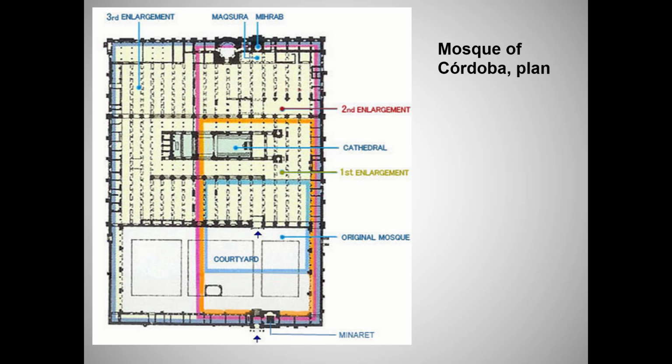Note that one feature of the second enlargement was construction of a large maksura right next to the mihrab for the exclusive use of Umayyad rulers. Not every mosque has a maqsura, but many of the most important mosques did. The maqsura is a space reserved for the ruler and his court. It was apparently originally designed to help protect them from assassination.